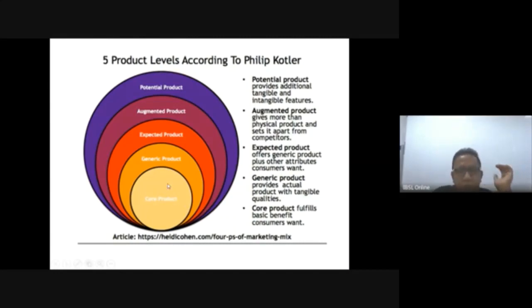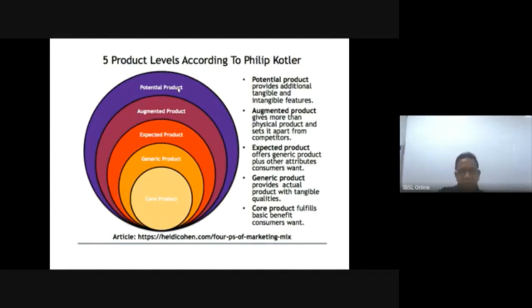So over a period of time, every product passes different levels. When we launch a product, it will fulfill the core requirement, a generic requirement, and as it goes, it may pass the other levels like expected and augmented levels. The potential level is something that is open. It has no end, because anything can be added to the savings account in the form of new features, new value additions, and that will be in the potential level.